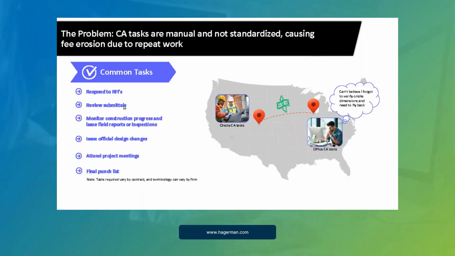So what are some common tasks that we can do? Respond to RFIs, review submittals, monitor progress, issue official design changes. I don't know why my screen here is super pixelated. Project meetings, punch lists. Those are like some of the big ticket items, right? That we can pull out of all of the information that I just showed you through describing the larger platform of Build. We can put all of these big ticket items in one spot.